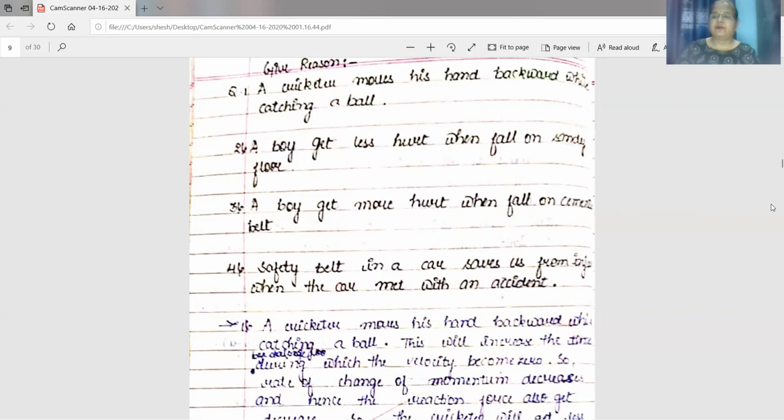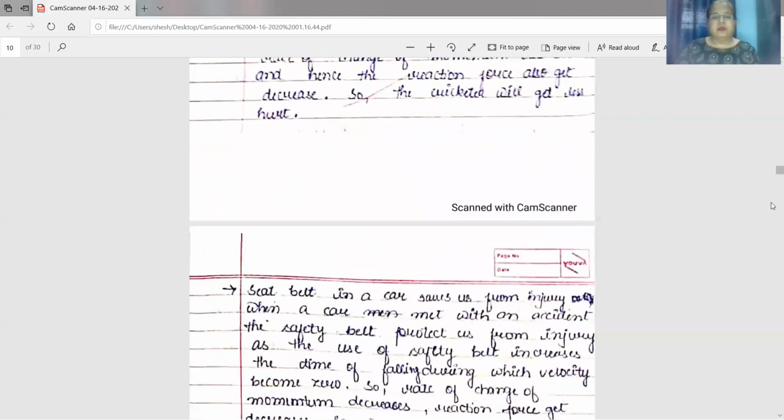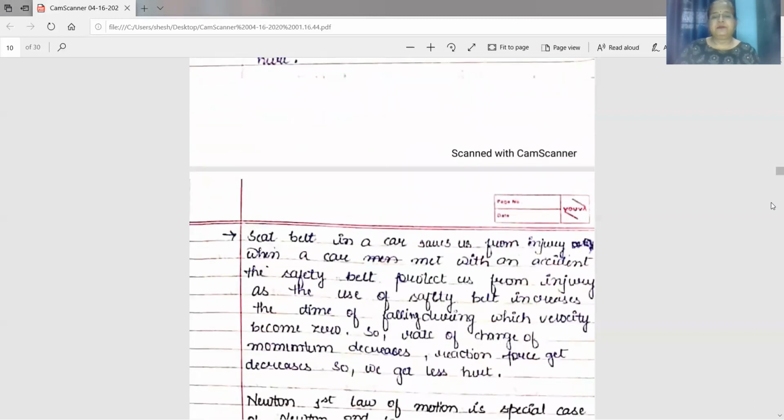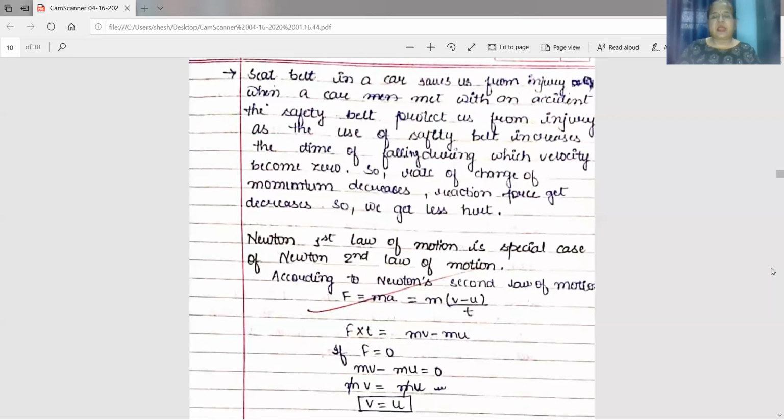For number 4, a safety belt will protect us from injury. A safety belt in a car protects us from injury when the car meets with an accident. The use of a safety belt increases the time of what? The time of falling during which the velocity becomes zero. So the rate of change of momentum will decrease, the reaction force will get decreased, so we get less hurt.